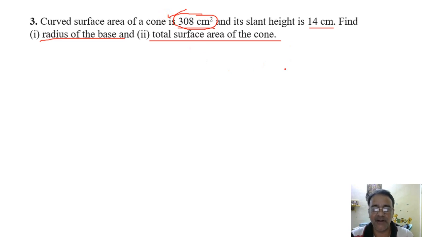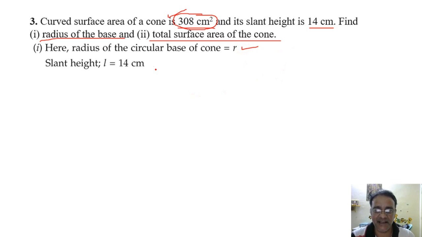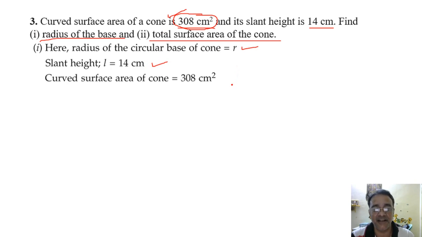Okay. So we'll write what is given first. Let the radius be r, slant height is 14, and curved surface area is given 308, and this is nothing but pi r l. Now we'll substitute all the values: 22 by 7 r into 14.